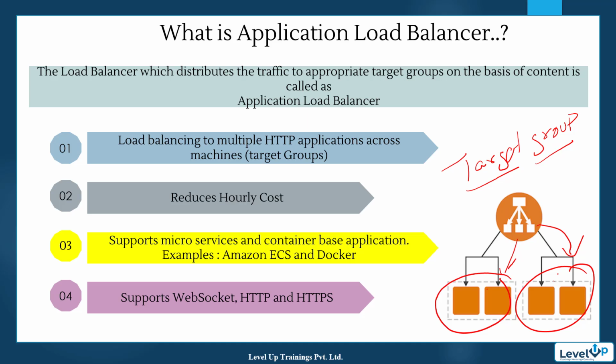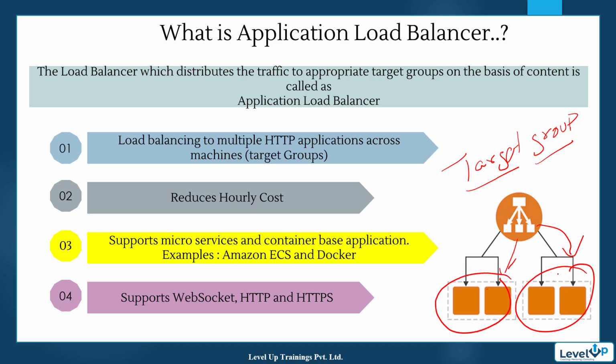It load balances multiple HTTP applications across machines. Okay, it reduces hourly cost. It supports microservices and container based applications, for example Amazon EC2 and Docker. Okay, if your application is a microservices based application, the best approach is to go for the application load balancer, and it supports WebSocket, like HTTP and HTTPS. That is what an application load balancer is.